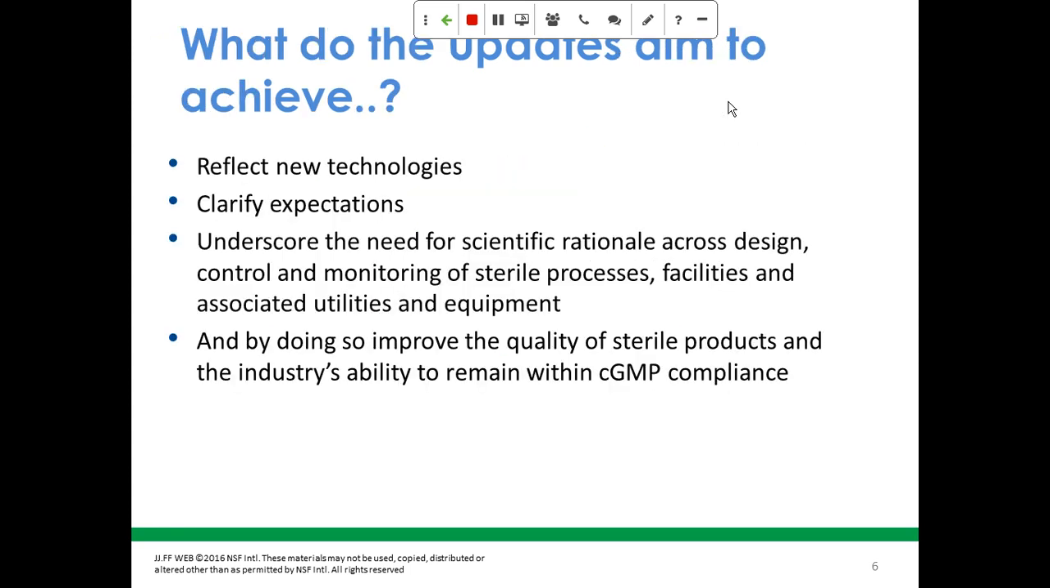So what did the updates aim to achieve? Well, they wanted to reflect new technologies, they wanted to clarify some expectations, remove some ambiguity, and to add some scientific rationale to the design, control and monitoring of sterile processes, and try to encourage and catalyze better thought as to how science and risk management can be used to properly define your design, your control and your monitoring processes. Ultimately, of course, to improve the quality of sterile products and the industry's ability to remain within GMP.